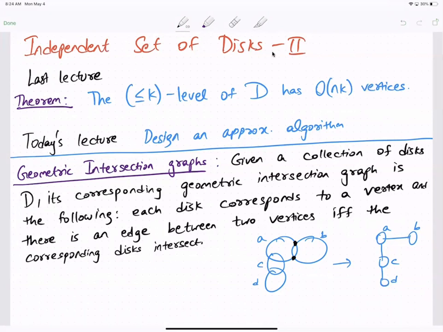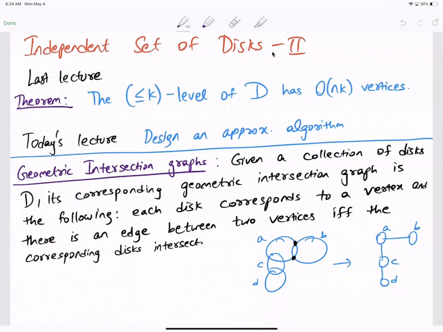So we'll continue with these theorems and lemmas we are proving, and eventually the goal is to design an efficient approximation algorithm to compute the independent set of disks. Okay, so to get things started, we have to define what's called a geometric intersection graph. Okay, so what is that? Pretty simple.